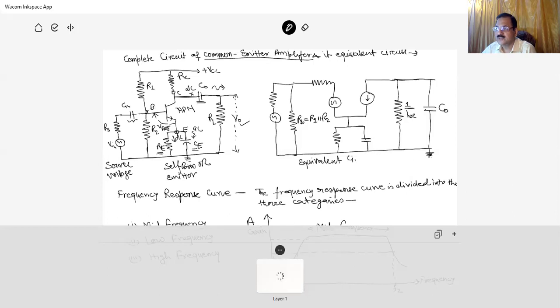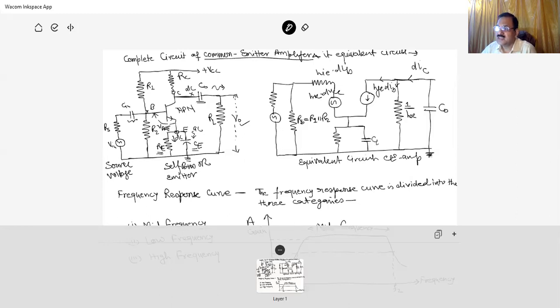Equivalent circuit of this CE amplifier. This is the hie into dIB. Here it is hre into dVCE. This is the voltage. Here it is hfe into dIB. These are the currents, and here it is the part of current. This is the admittance, and this is the dIC.